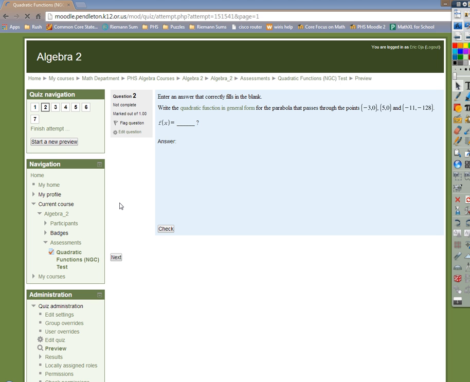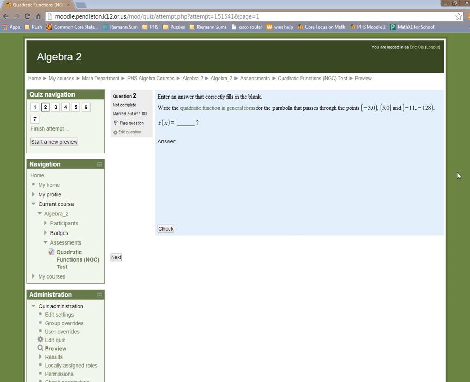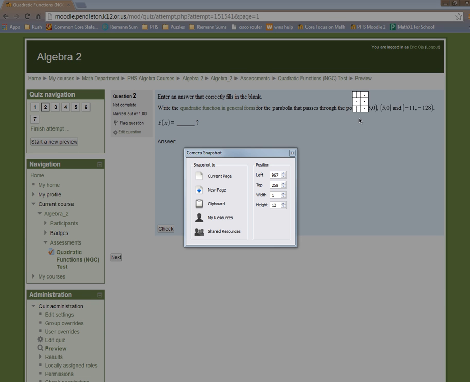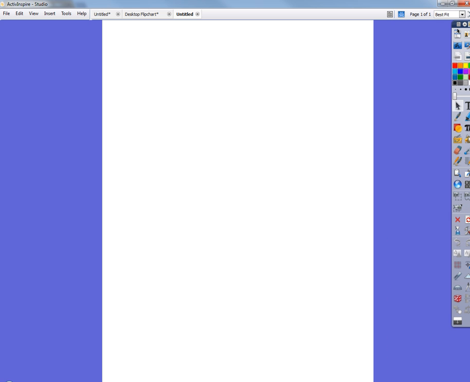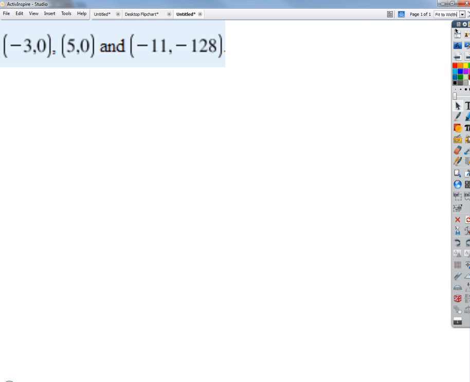Okay, what about this? Write the quadratic function in general form for the parabola that's passing through these points. Okay, so we want to go general form, right? But we're not going to start in general form. What form do those points match? Factored form or intercepts form, right?